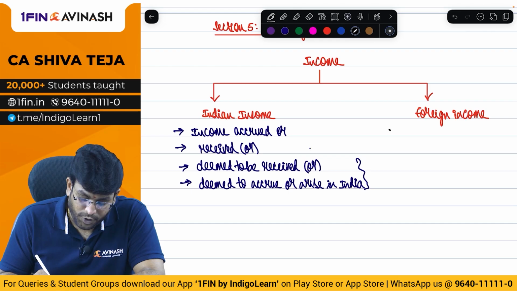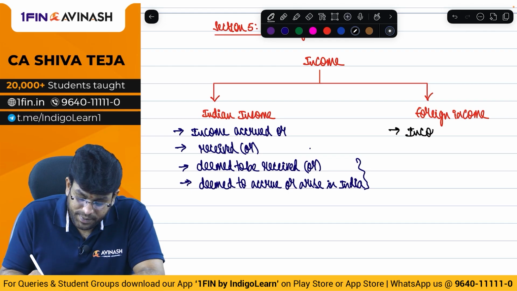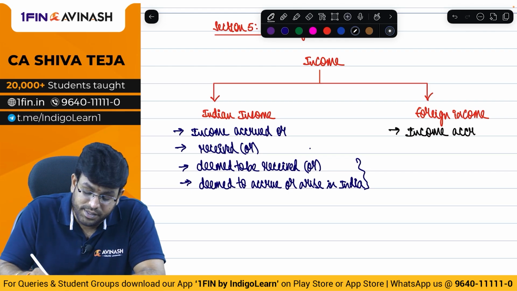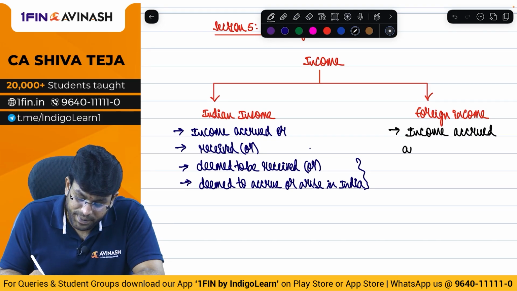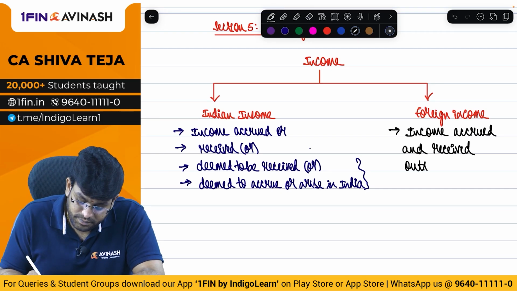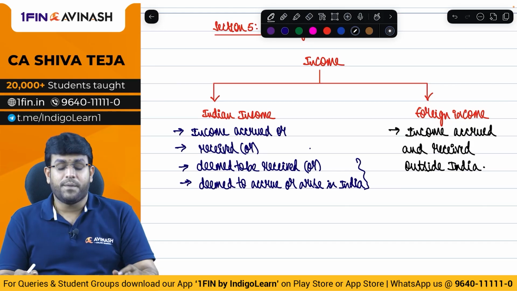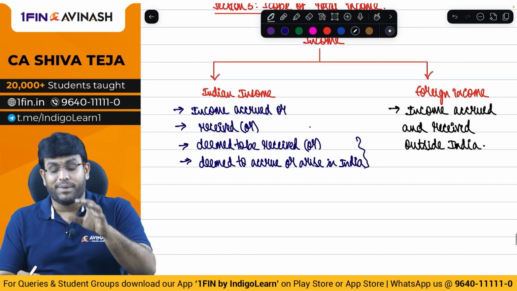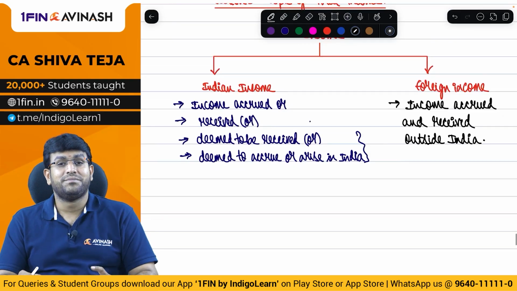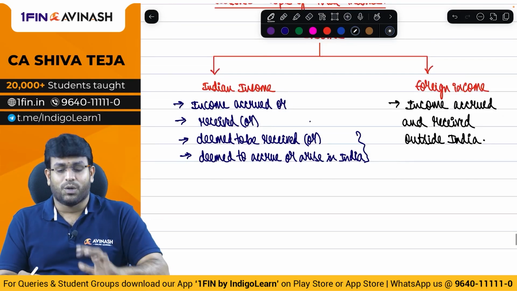And when do we call income as foreign income? An income is foreign income if income is accrued and received outside India. An income is known as foreign income if income is accrued and received, where, my dear friends, both are outside India. Accrued means work is done outside India.